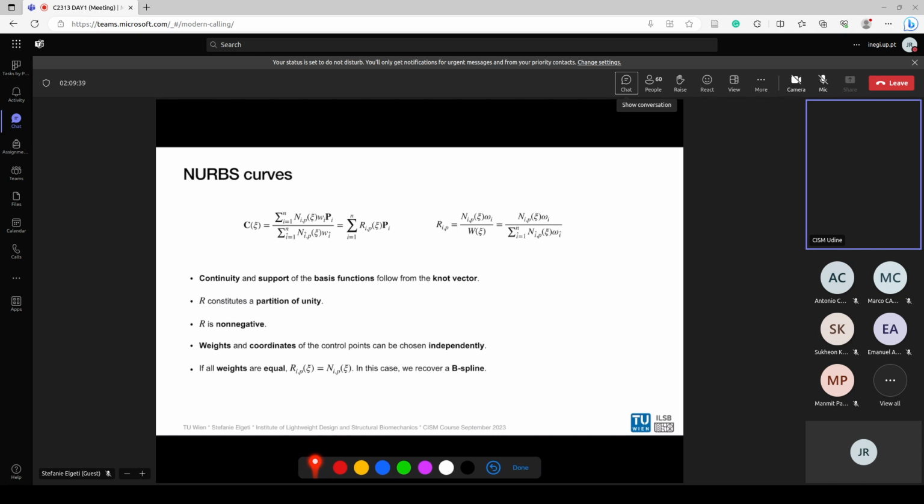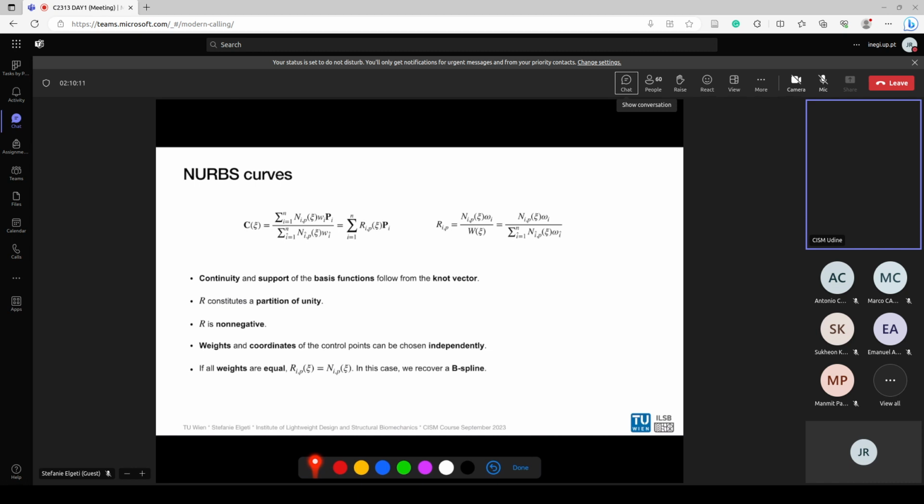We have the B-spline basis function, N_i,p, times a weight. And then in the denominator, we have the sum over all of the basis functions times their weights. So this is how we get this rational structure. And one can also just plug this in and then write it directly, but I find it easier to see if we have the same structure, basis function times control point coordinate.